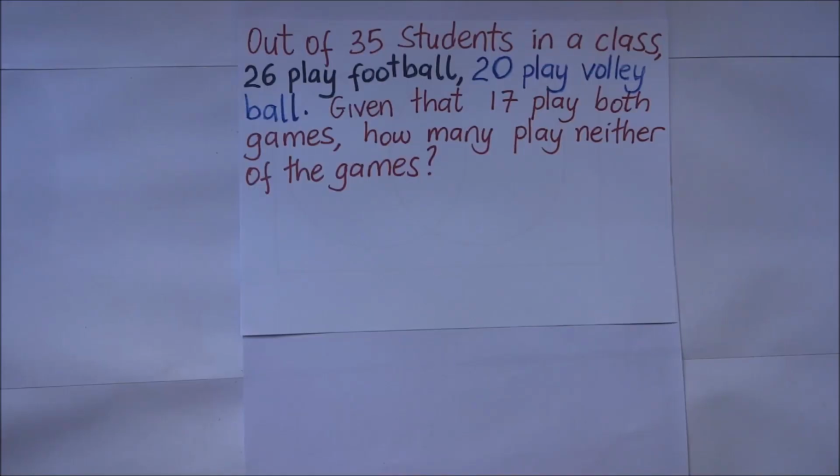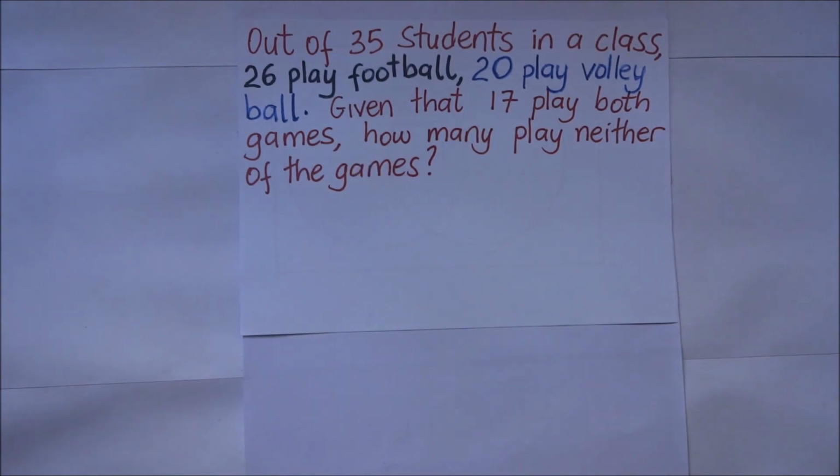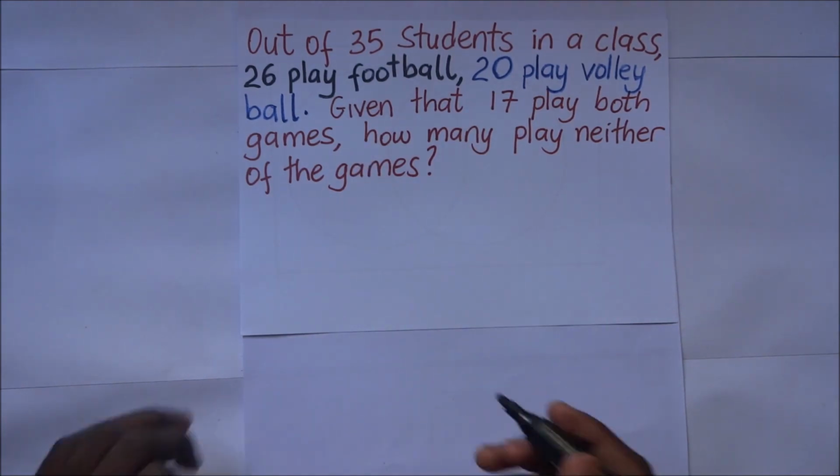Now, out of 35 students in a class, 26 play football, 20 play volleyball. Given that 17 play both games, how many play neither of the games? Let us summarize this question in a Venn diagram, in a rough one.